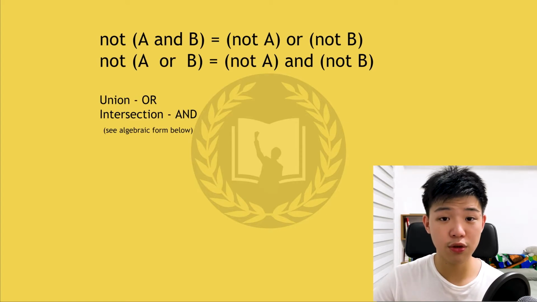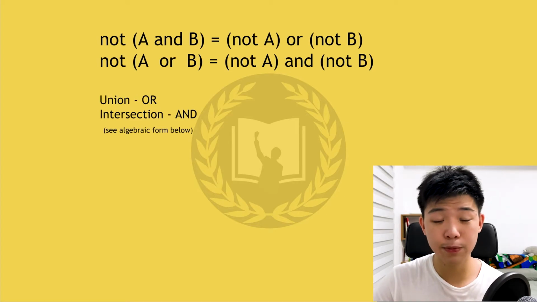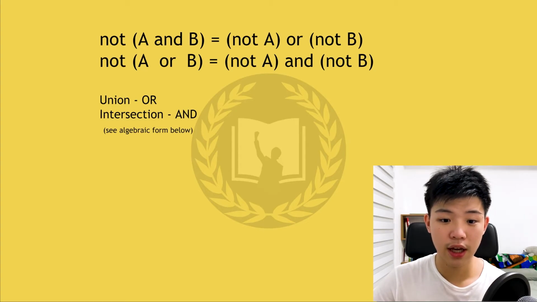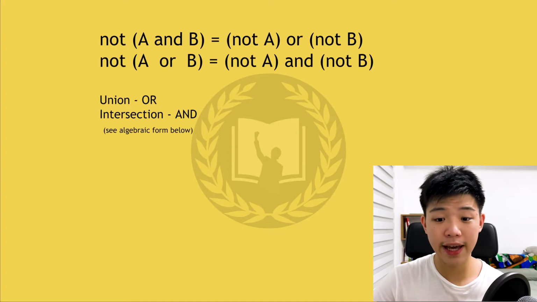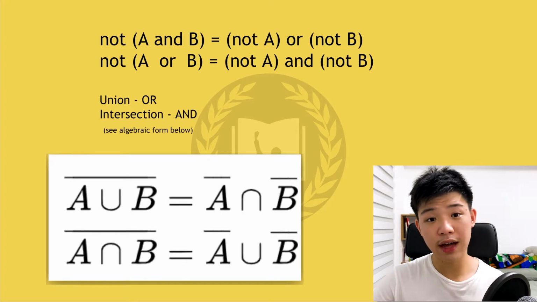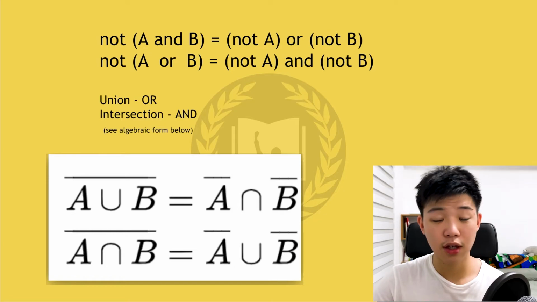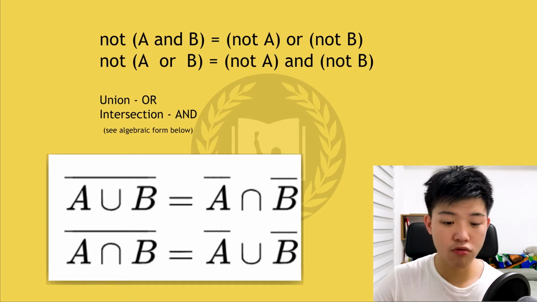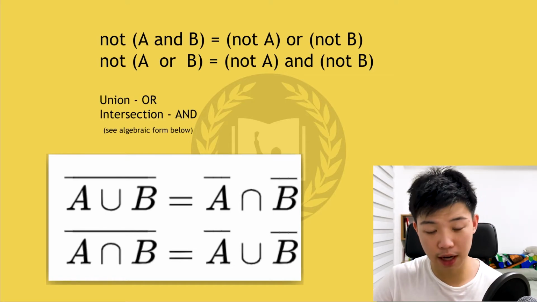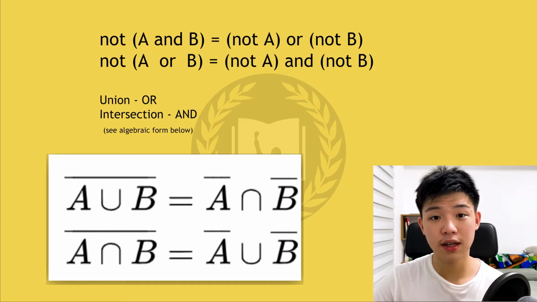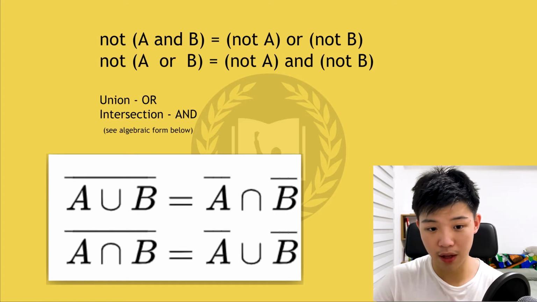De Morgan's law is used in a variety of different places, especially in coding and other algebraic functions. It reads, not (A and B) is equal to not A or not B, and not (A or B) is equal to not A and not B. And you can look at the algebraic form below. The U stands for union, while the N stands for intersection. Remember that A and B are both statements with a true or false value.